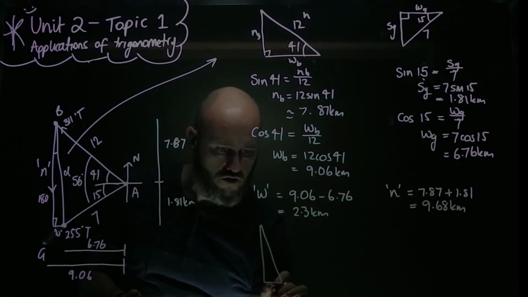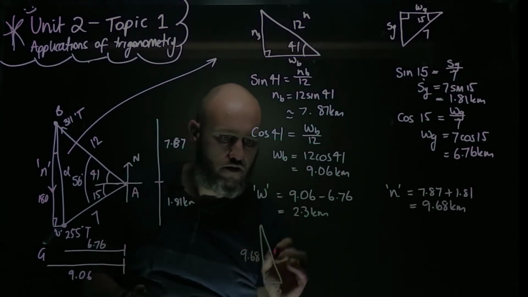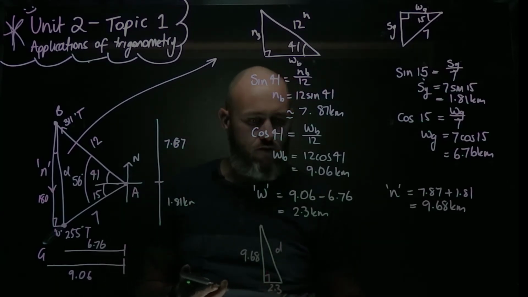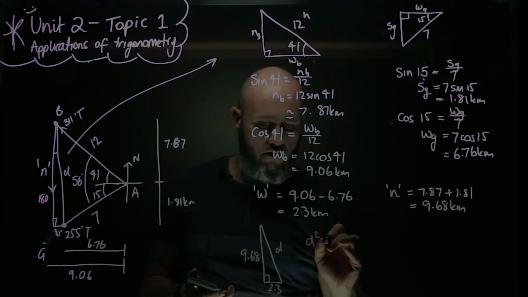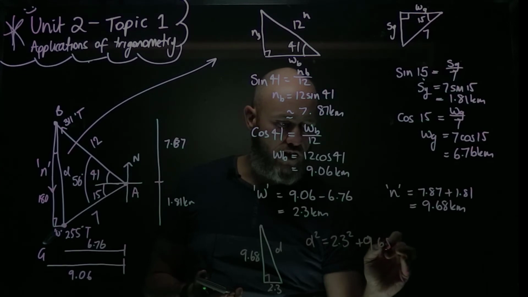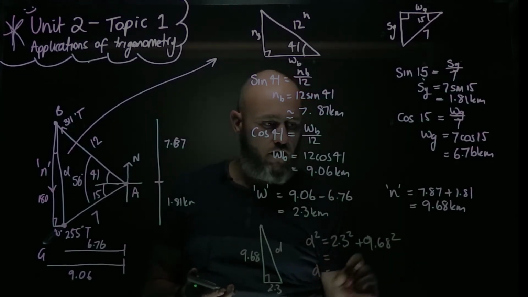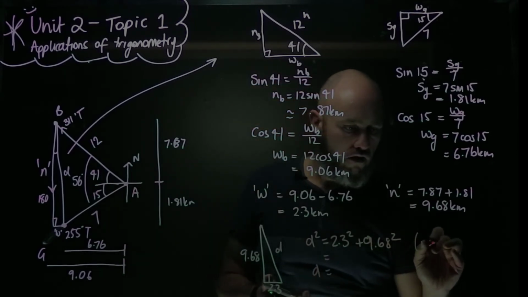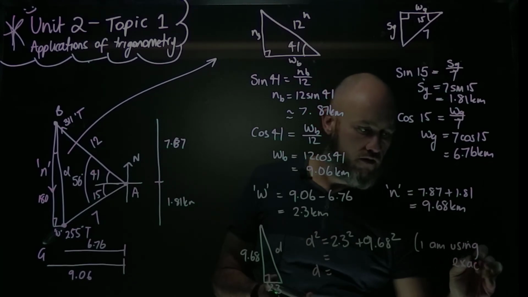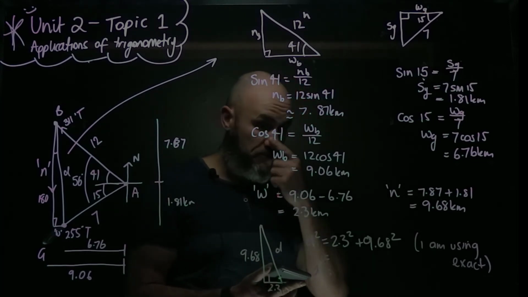My new diagram, I am quickly running out of space, looks like this: 2.3 and 9.68. So therefore the distance here is going to be a nice Pythagorean relationship. So distance squared will be equal to 2.3 squared plus 9.68 squared, and then d will be the square root of that. But keep in mind, I am using exact values. So you get to quietly watch me work on my calculator now and do this calculation.